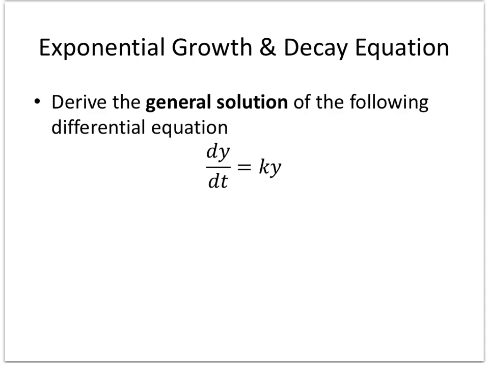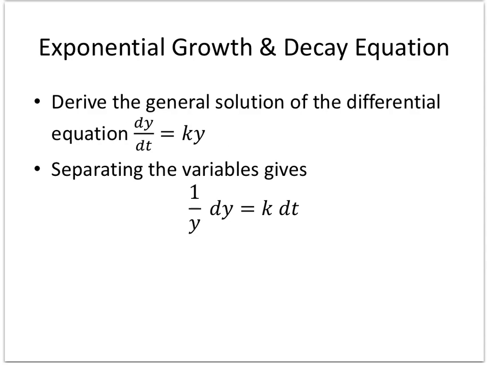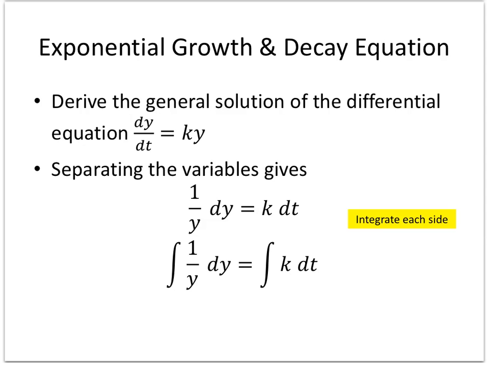All right, so if I want to derive the general solution of the following differential equation, the first thing I'm going to do with separation of variables is separate these variables. In other words, I'm moving the y to the other side. You can say I'm dividing or multiplying by 1 over y. I'm moving the dt to this side, and again, this k is my constant. I integrate both sides, so my constant can come out front.